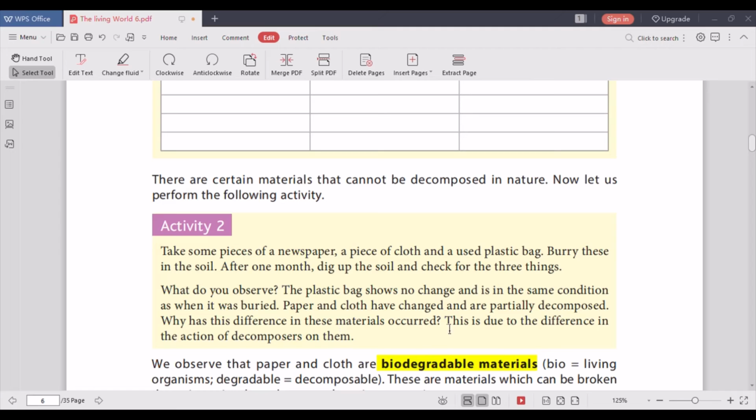Paper and cloth have changed and are partly decomposed. Why has this difference in these materials occurred? This is due to the difference in the action of decomposers on them.